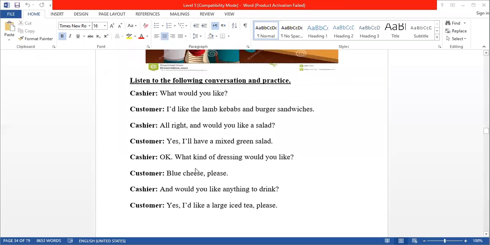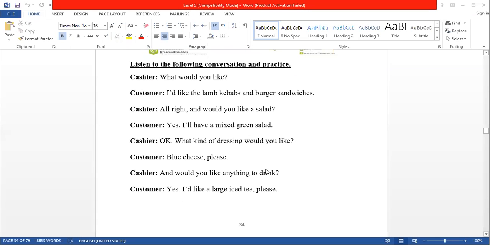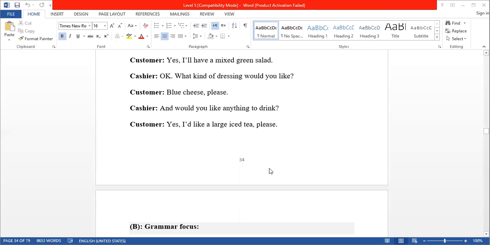Cashier: What would you like? Customer: I'd like the lamb kebabs and burger sandwiches. Cashier: All right. And would you like a salad? Customer: Yes, I'll have mixed green salad. Cashier: Okay. What kind of dressing would you like? Customer: Blue cheese, please. Cashier: And would you like anything to drink? Customer: Yes, I'd like a large iced tea, please.